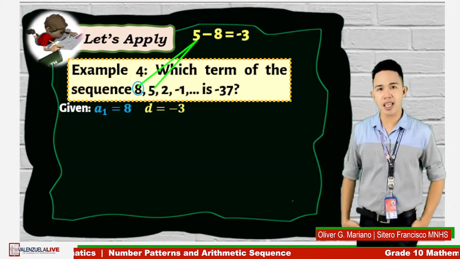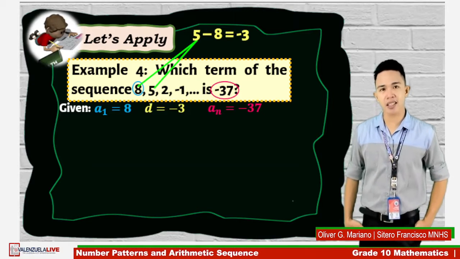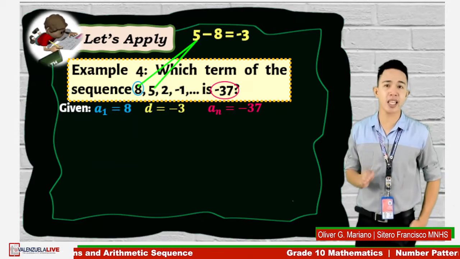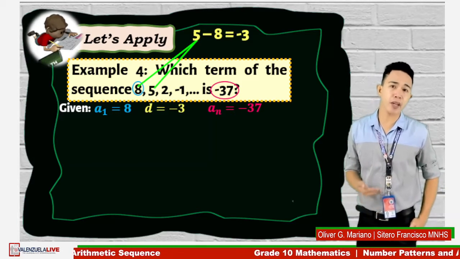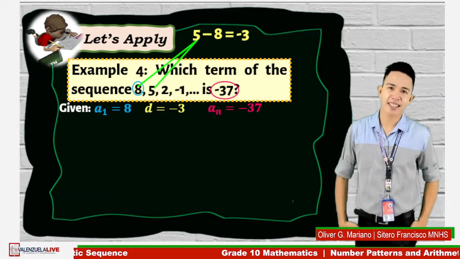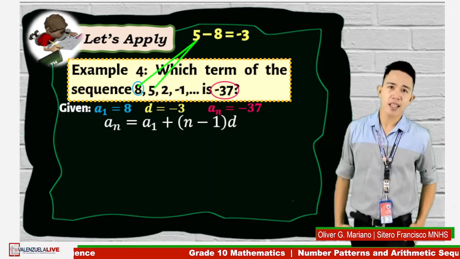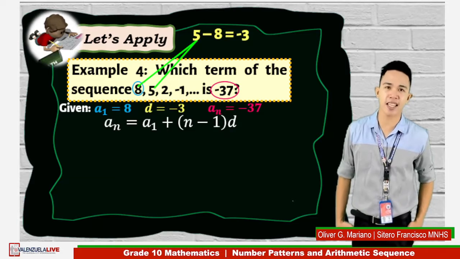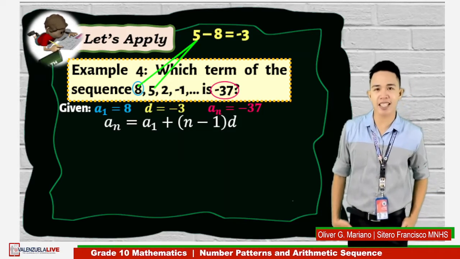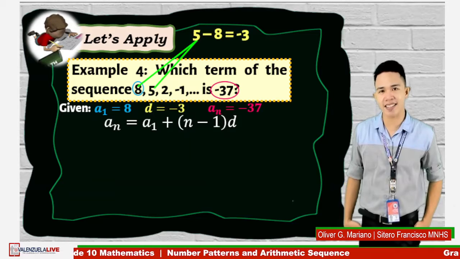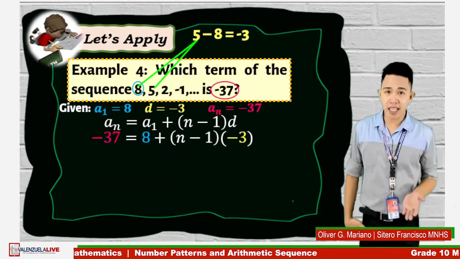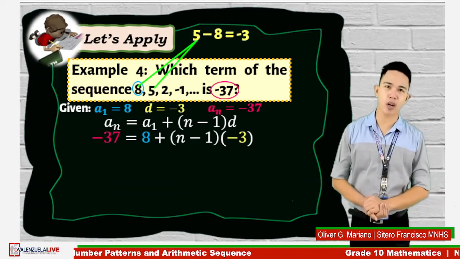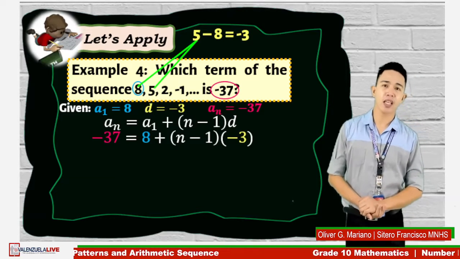Correct. It is the nth term, and we wish to know its order in the given sequence. We begin by writing the general term. a sub n is equal to a sub 1 plus quantity n minus 1 times d. Substituting the known values gives us negative 37 is equal to 8 plus quantity n minus 1 times negative 3.